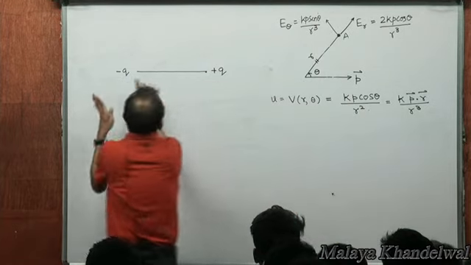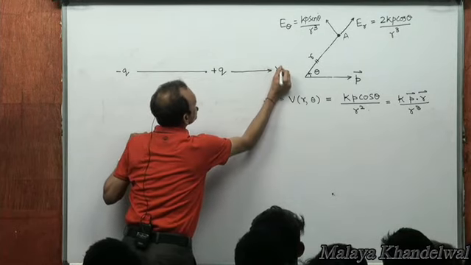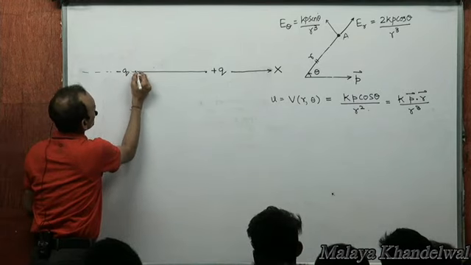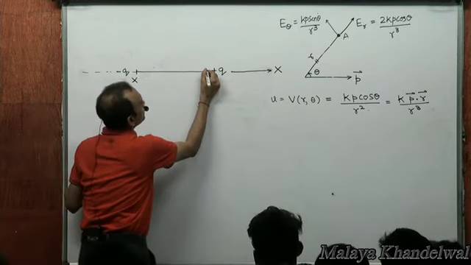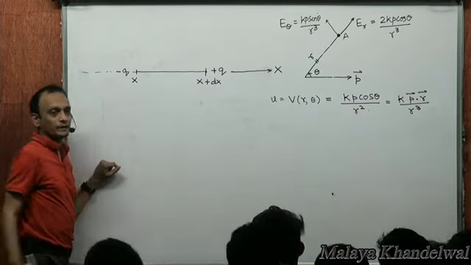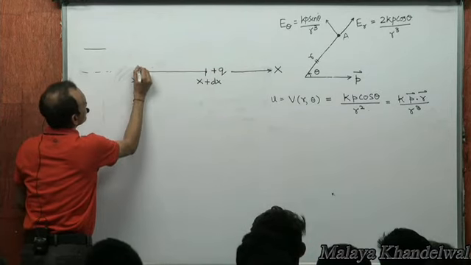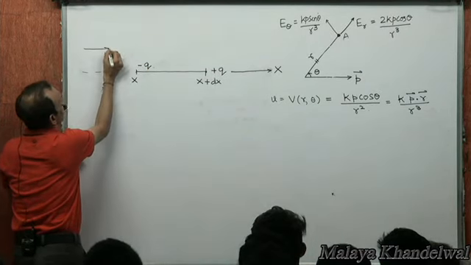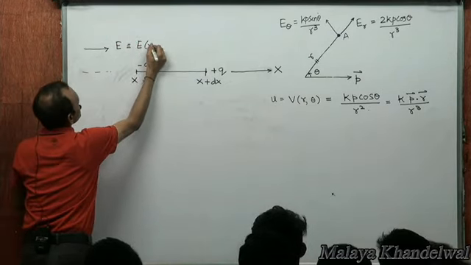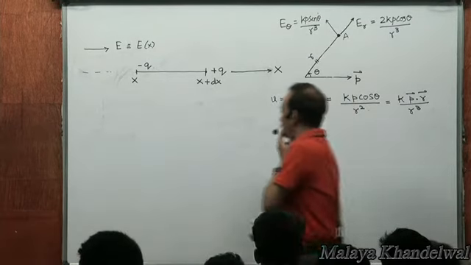But suppose this is placed along the x-axis. Minus q is at x, plus q is at x plus dx, a small separation, and it's placed in an electric field E, which is varying with x, E as a function of x.